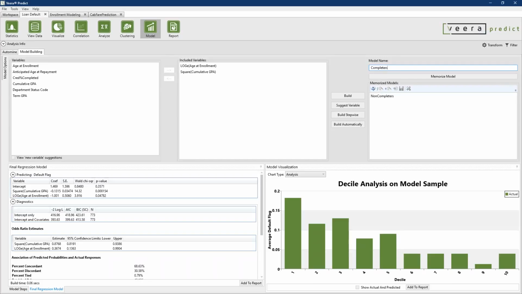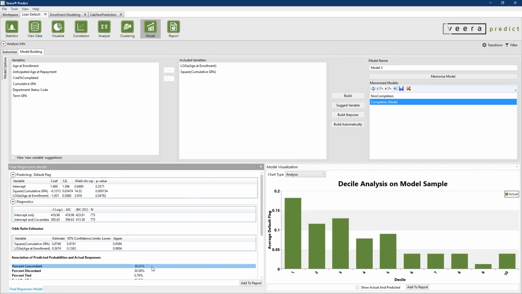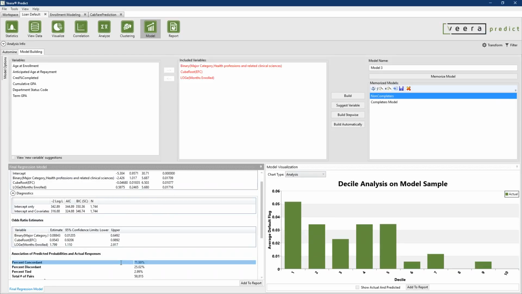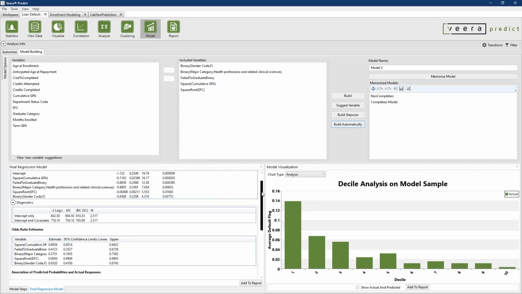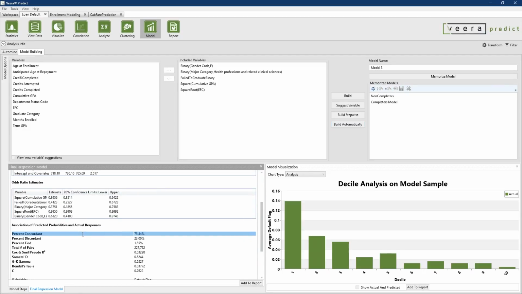I do want to make a caveat that it doesn't always make sense to separate your models. And so it's good to look at things like the percent concordance to see roughly how accurate your model was for each subgroup as opposed to the group overall. And it's quite likely that, oh yeah, so I cleared the filter and then I build automatically. And now if I go ahead and look through, I actually see that the percent concordance actually increased if I use the overall model.